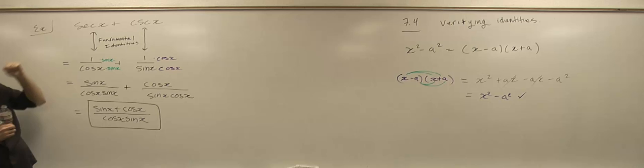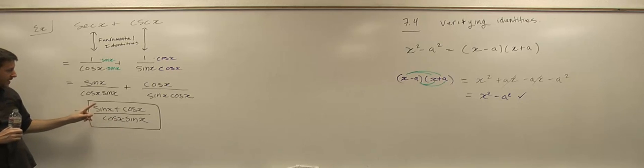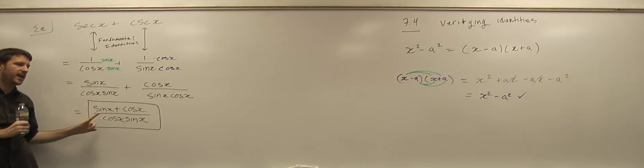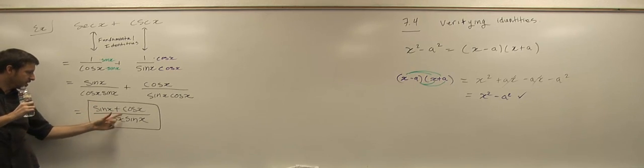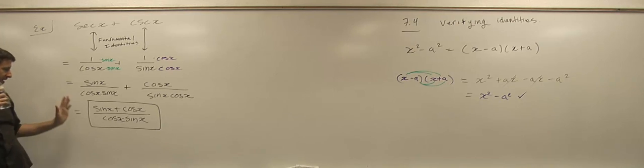So first of all, questions about any of the algebra I did here? Easy? Can I reduce this at all right now? No. There's a cos x and a cos x, so I just can't. You sure? Okay, good. All right, I'm just checking.